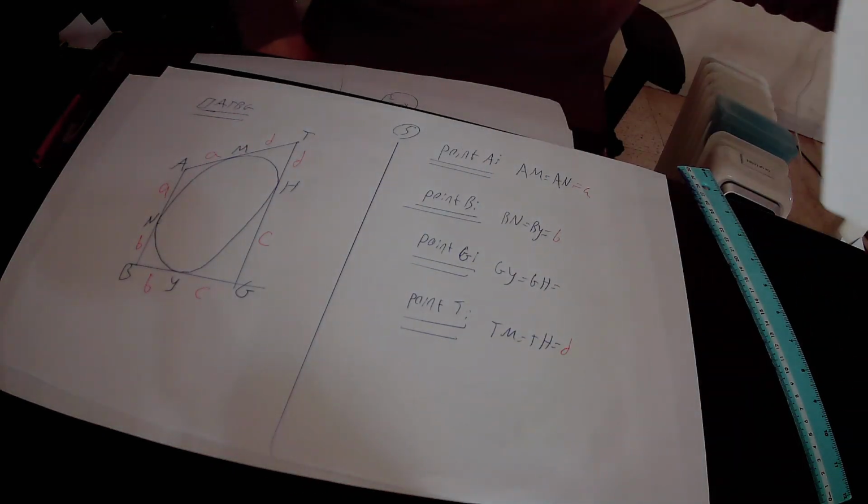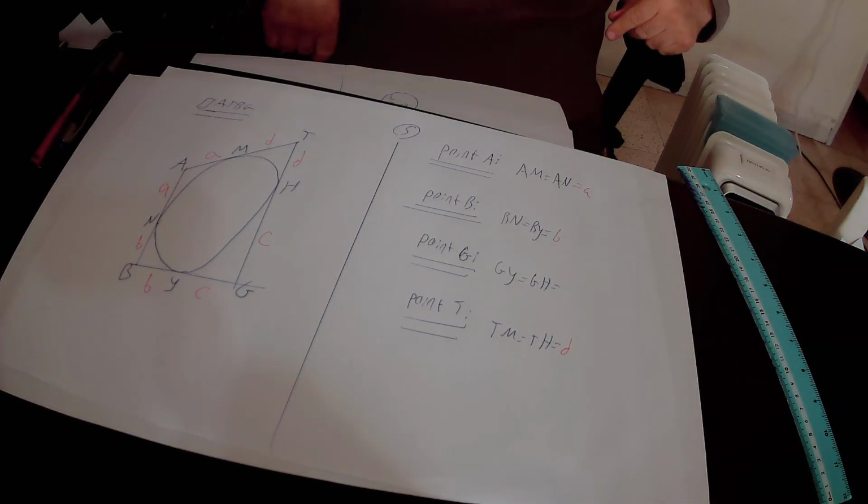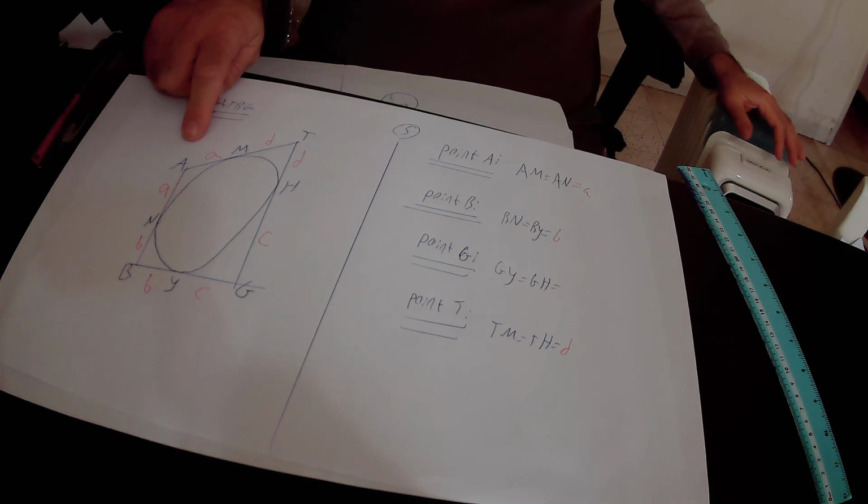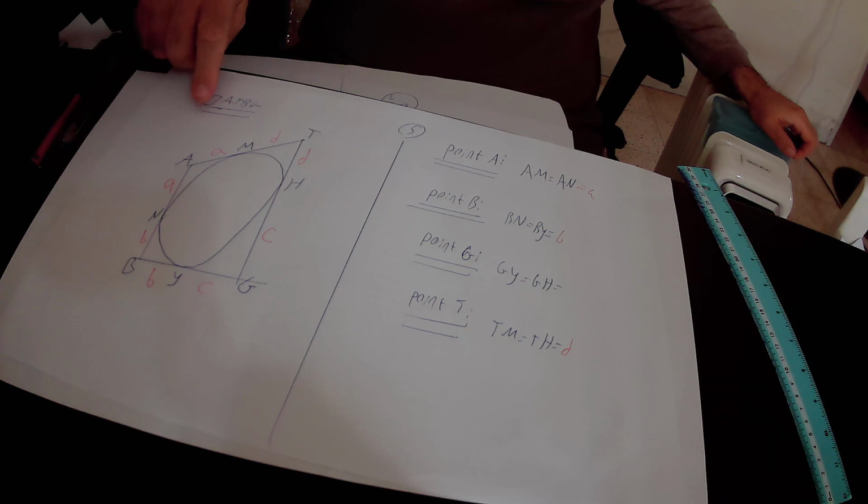We implemented rule number 2 in our drawing. We focus on the common external point A. From the common external point A, we have two tangents to the circle, tangent AM and tangent AN. According to rule number 2, they are equal to each other.